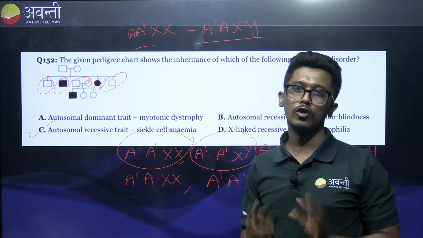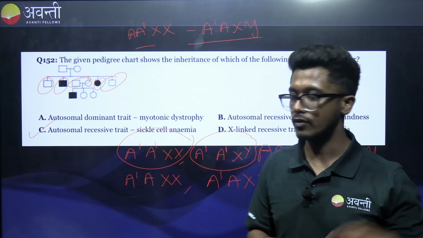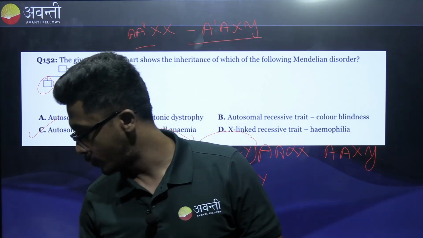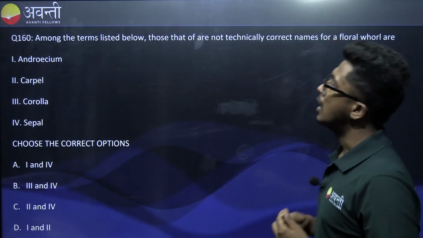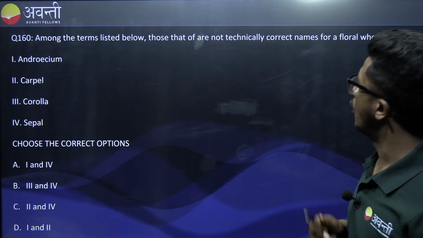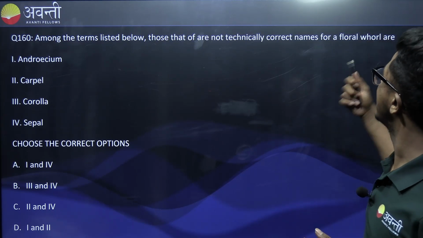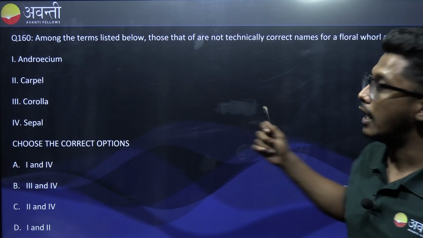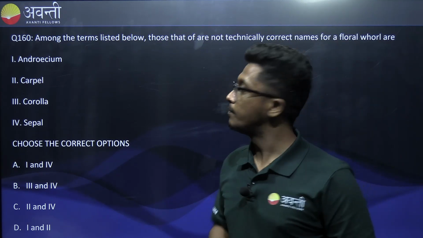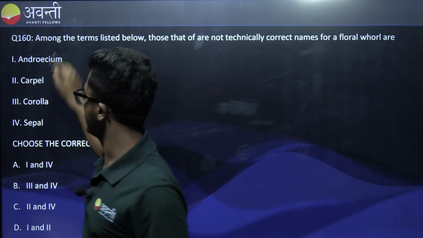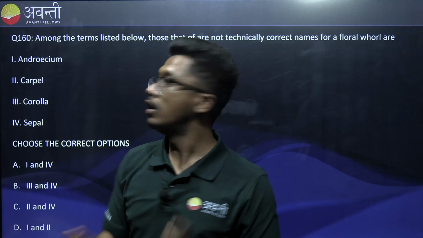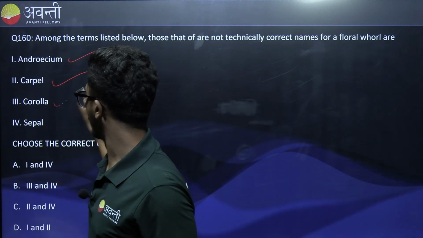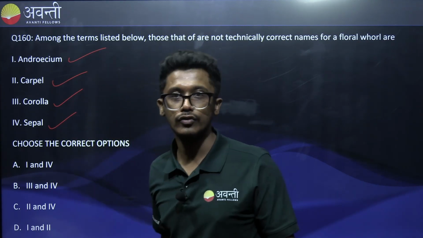It's very easy to work out the pedigree charts. You need a little bit of practice. We'll do it more and more. Okay. Next one. Among the following items listed below, those that are not technically correct names of the floral whorls are what? Very, very simple question. Here you see the list given of the floral whorls: androecium, carpel, corolla, sepal. So we have to choose.